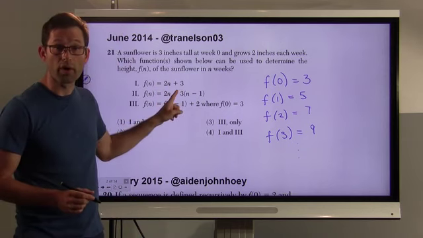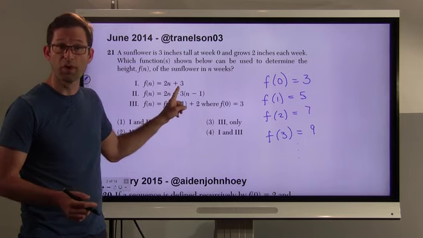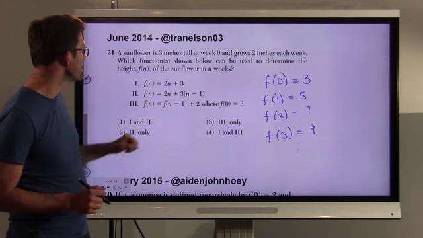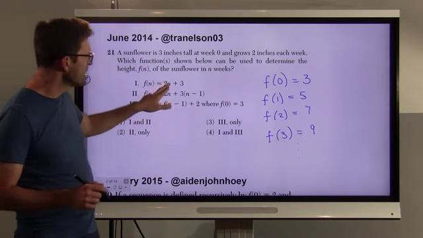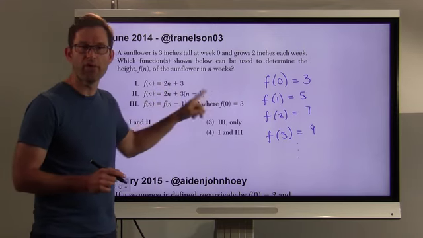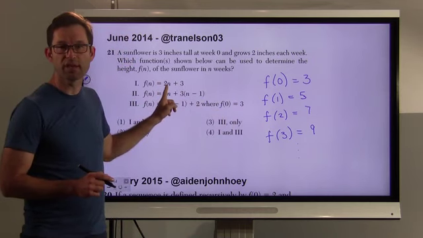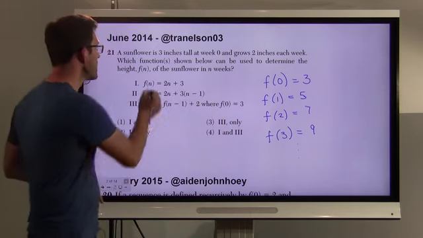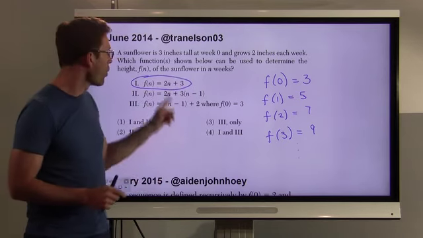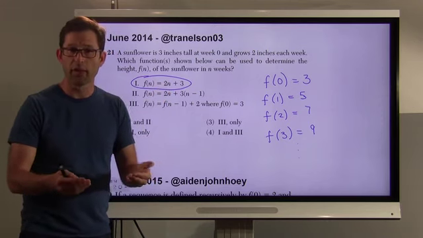Does this formula work? Well, if I put 0 into this formula, I get 2 times 0, which is 0, plus 3, 3. All right, good. And then I can start playing around with this as well. So let's just keep seeing if this one's right. If I put 1 in here, 2 times 1 is 2, plus 3 is 5. 2 times 2 is 4, plus 3 is 7, 2 times 3 is 6, plus 3 is 9. This one's definitely working. And this one is a straight up linear function, right? Our y-intercept is 3, and we're going up by 2 inches each week, so it makes sense.